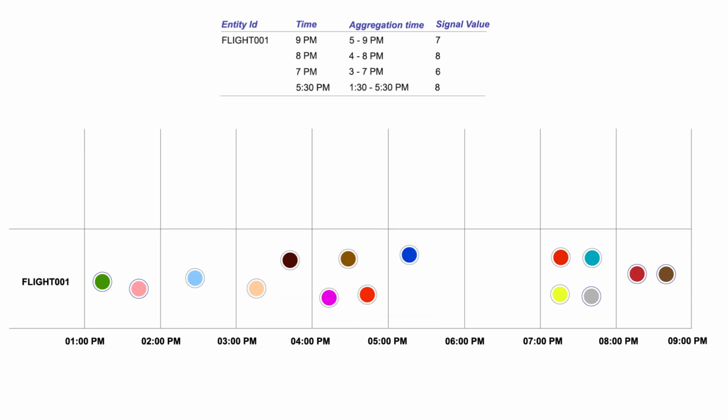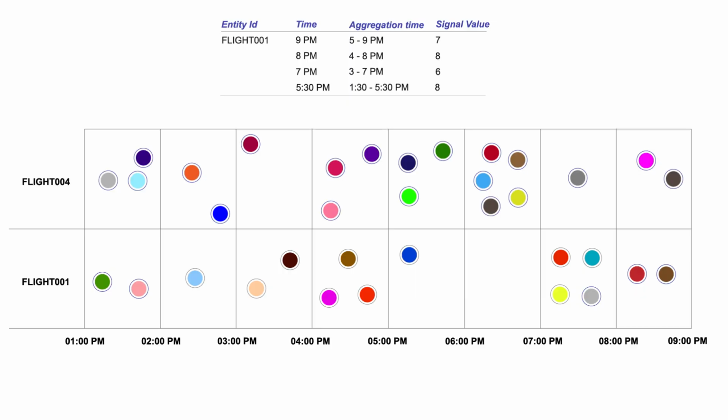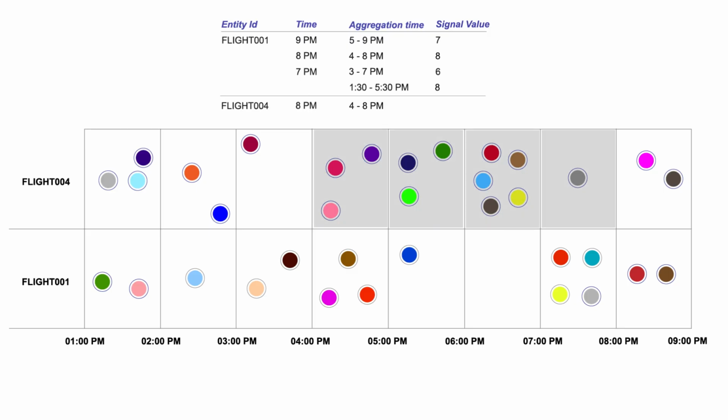In this diagram, let's calculate the value of a signal for a flight with ID F004 at 8 pm. The aggregation window is 4 hours, so we will look for all the events from 4 pm to 8 pm for this flight ID. The total number of small circle is 12. This means that the value of a signal would be 12.